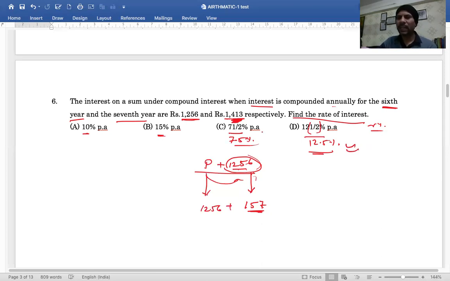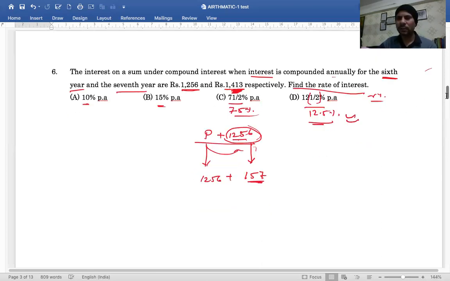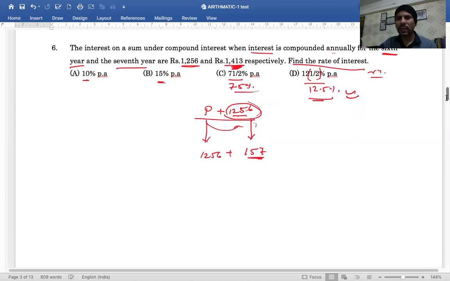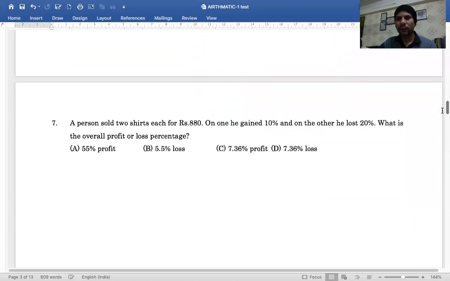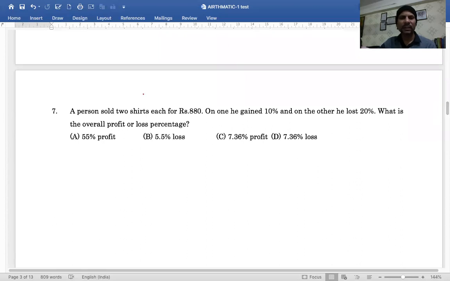The approximation plays a very important role while solving questions. You need not get the actual value. If you look at the options, you'll find the answer easily. Okay, move on to the next question.